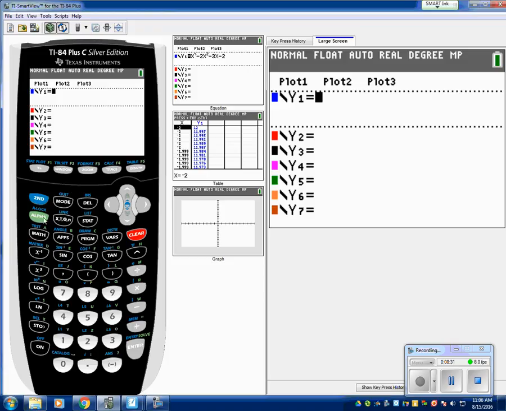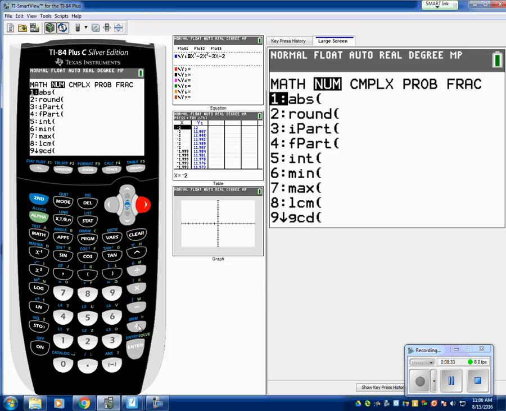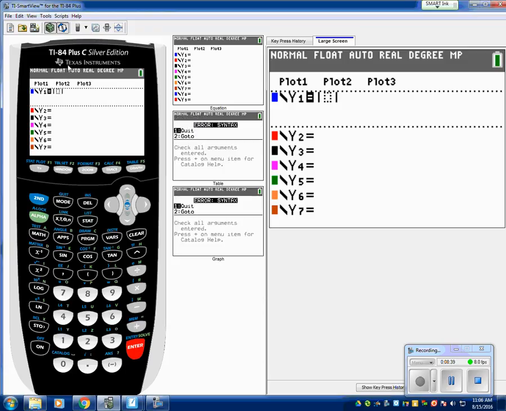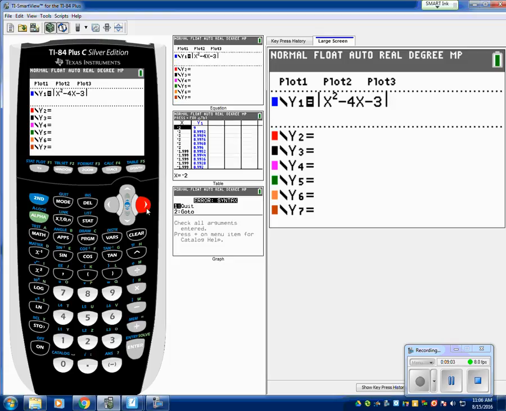I'm going to type in what we should get when we solve for 0. So math, num, absolute value. On my calculator, it's MathPrint, so if you have the older calculators, just make sure you finish the parentheses when you're done with that expression that should be an absolute value. So I have x squared minus 4x, and then minus 3. And then if you have MathPrint, you use the right arrow to exit out of there. If you have the older version, the classic mode we call that, you just have to finish your parentheses so it knows that that's everything in absolute value.